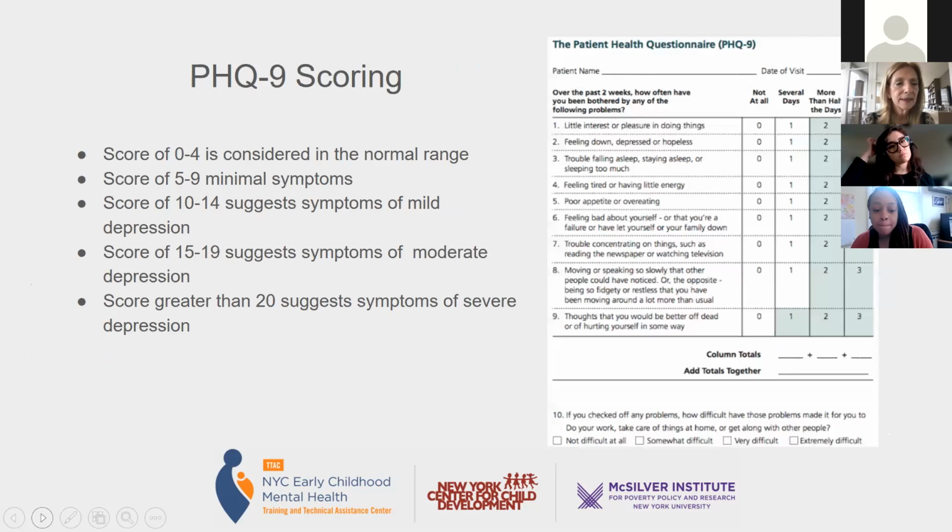Next slide. Okay, so scores of 0 to 4 are considered to be in the normal range, and scores of 5 to 9 are considered to be minimal symptoms of depression. 10 is really the cutoff. Scores of 10 to 14 suggest symptoms of mild to moderate depression, 15 to 19 moderate depression, and scores above 20 suggest symptoms of severe depression.